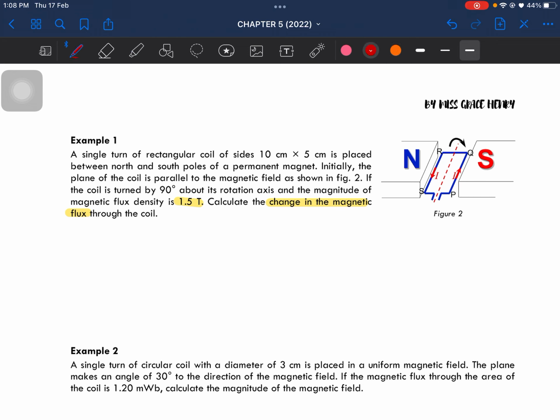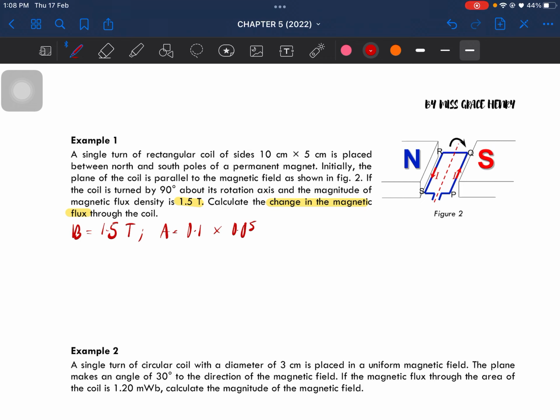Okay, so make sure to not get confused between magnetic flux density and magnetic flux, because I keep mentioning it as if it's the same thing, but it's not actually the same thing. Magnetic flux density is B, which is equal to 1.5 Tesla, and area is 0.1 times 0.05.